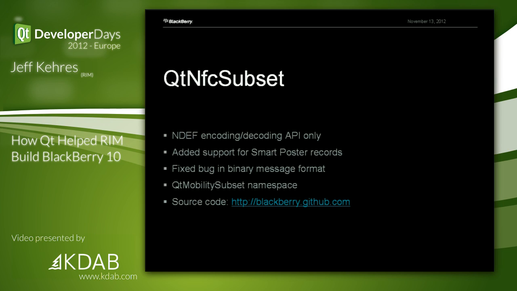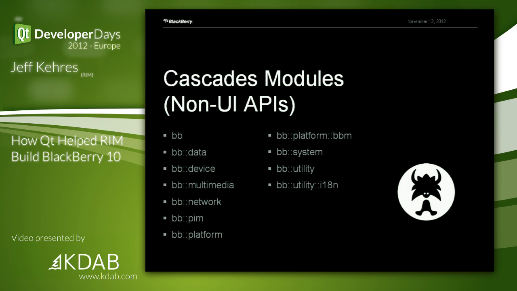We did make an addition though. We added support for smart poster records. So this is if you have got an NFC phone and for instance you tap a product display or a poster that has a smart tag embedded in it. That's what those additions are for. And we also fixed a bug in the binary message format of NDEF messages. And I believe we're actually working on upstreaming those changes to Qt connectivity. Yep. Again, we threw it all in its own namespace to avoid conflicts when Qt connectivity rolls around, and it's available on our GitHub website.